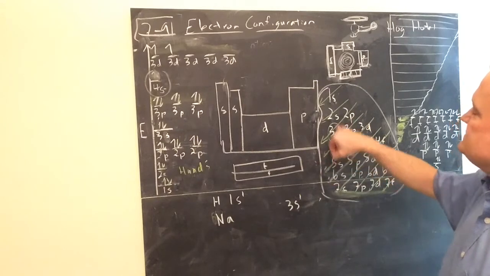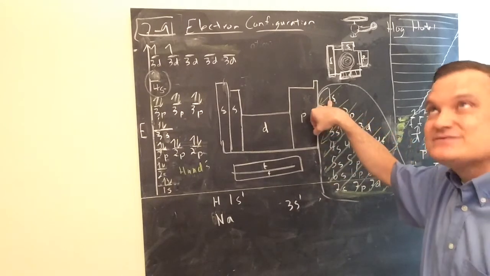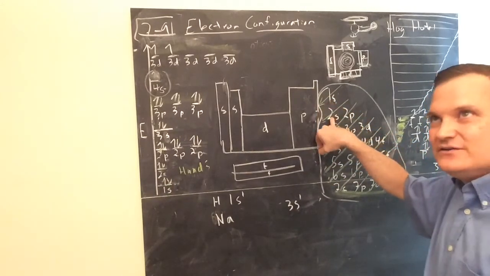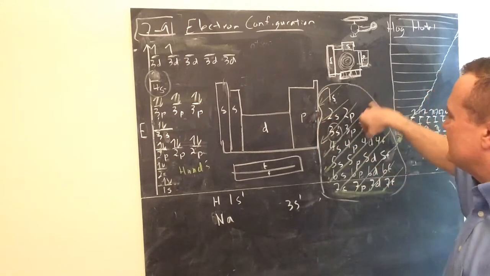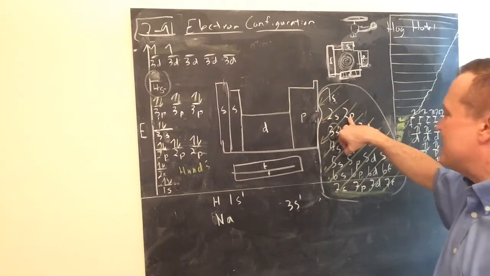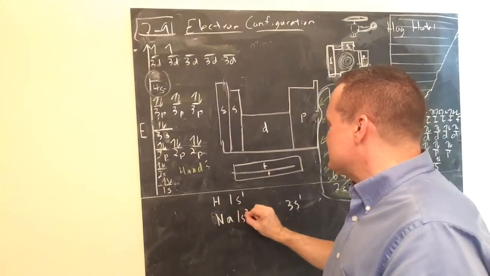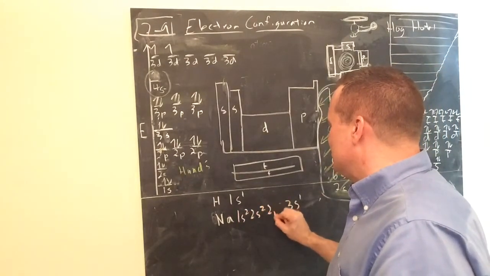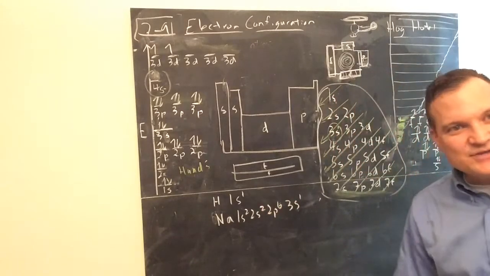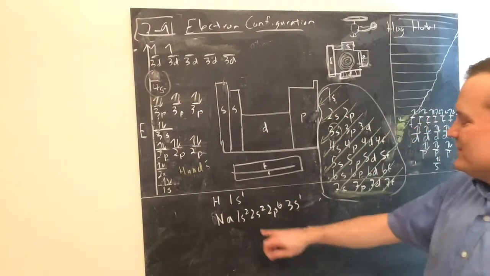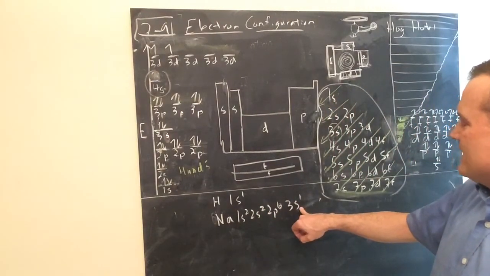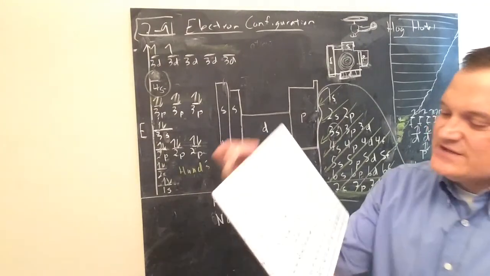That means it must be 1s. Okay, what's the max? 1s2 maxed out. Then comes 2s2 maxed out. Then comes 2p6 maxed out. Then comes 3s1. So 1s2, 2s2, 2p6, 3s1. Look at that. So you can memorize it now easier when you know the block location. All right. So these are all that way.